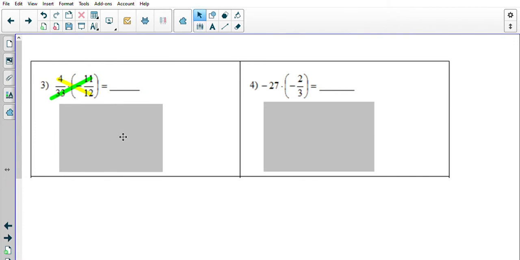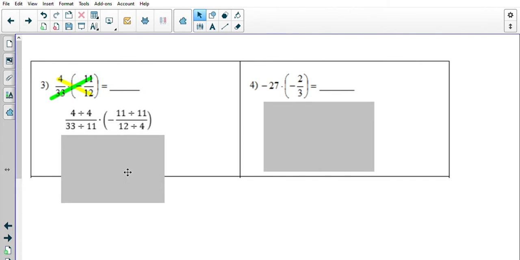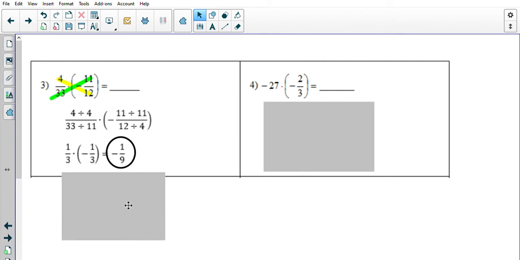That's the other reason why I like to physically write out those quotients so I don't make mistakes like that. So 4 divided by 4 and 12 divided by 4. I've got 11 divided by 11 and 33 divided by 11. So the fraction on the left becomes 1/3. The fraction on the right also becomes 1/3.